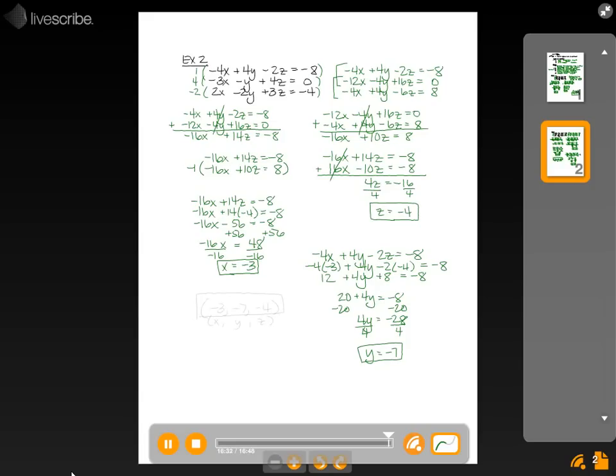So we got our three variables. We need to write them as an ordered triple. Negative 3, negative 7, negative 4. Make sure you have them in the right order. X, Y, and then Z. And there's the answer to our problem. Negative 3, negative 7, negative 4.